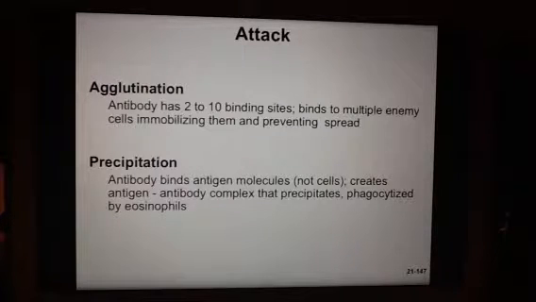And then the last two mechanisms of attack are agglutination. The antibody has binding sites. It can bind to enemy cells, preventing them from spreading. And then also precipitation. The antibody is able to bind to the antigens, not the cells, but it makes that antigen-antibody complex, and then that complex is what the eosinophils are able to find and destroy through phagocytosis.